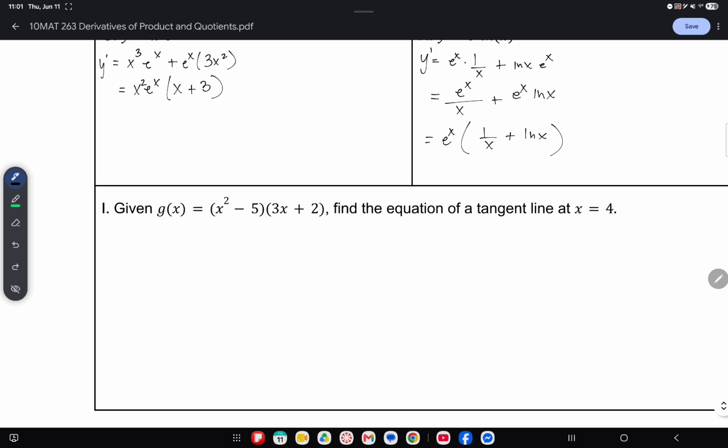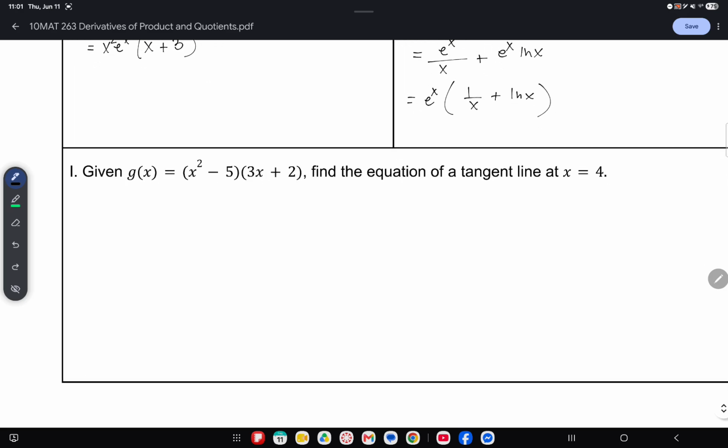Let's go a little bit further. So we have a function. Find the equation of the tangent line at x equals 4. So to find a tangent line, I just need a point and a slope. So I know I can find my slope by doing the derivative at a point. Let's just finish out what the point is. So I know 4 is the x value, so let's find the y value.